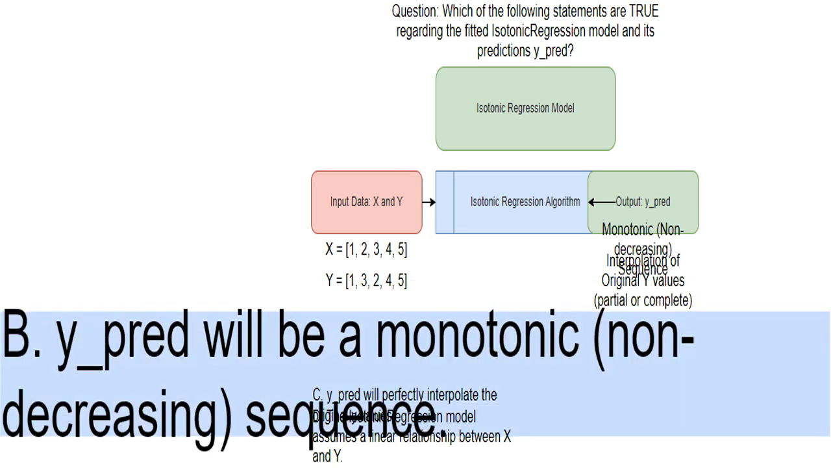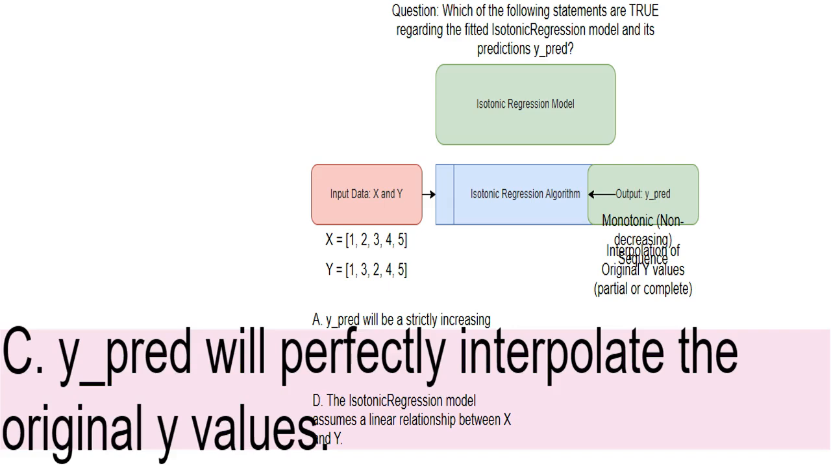This option describes the key property of the isotonic regression algorithm. The output will always either increase or stay the same. Will the output perfectly match all original y values? The algorithm strives for interpolation, but the exact result depends on the data.